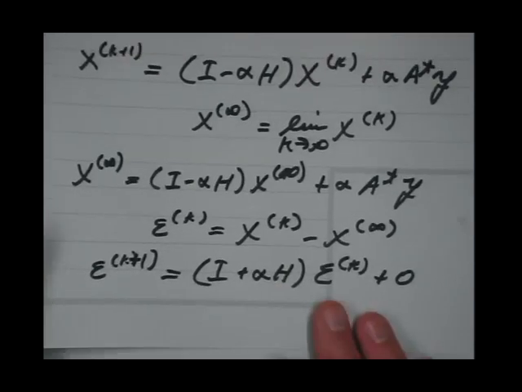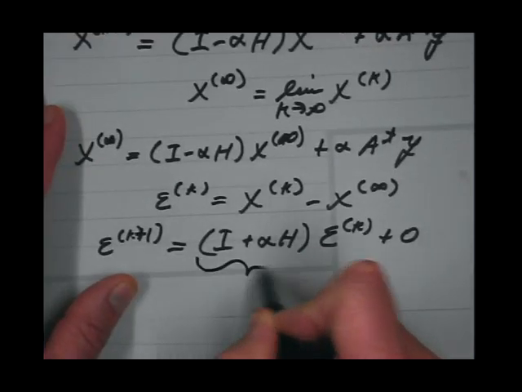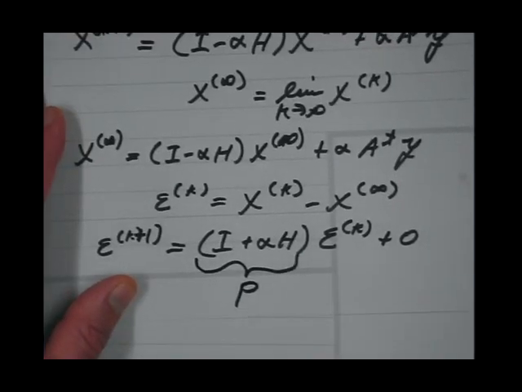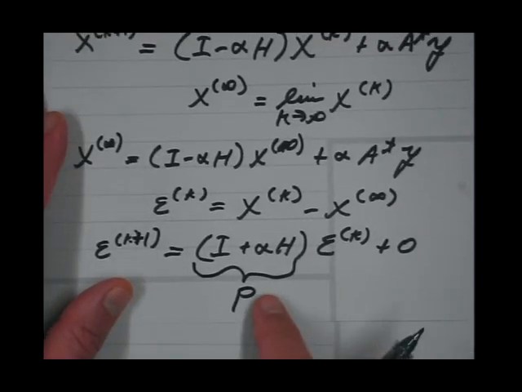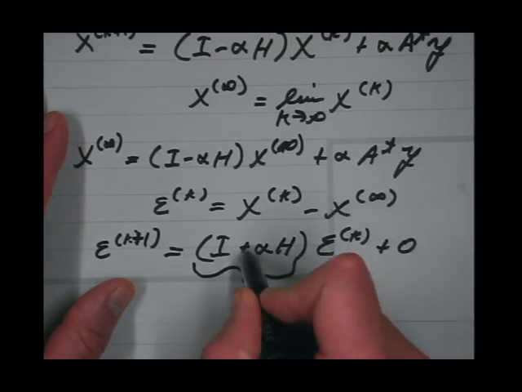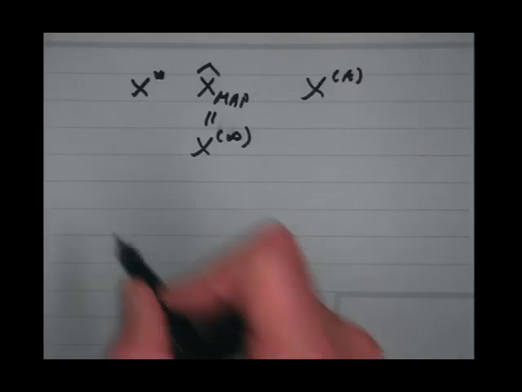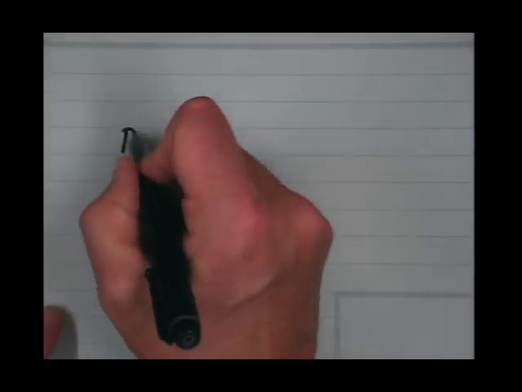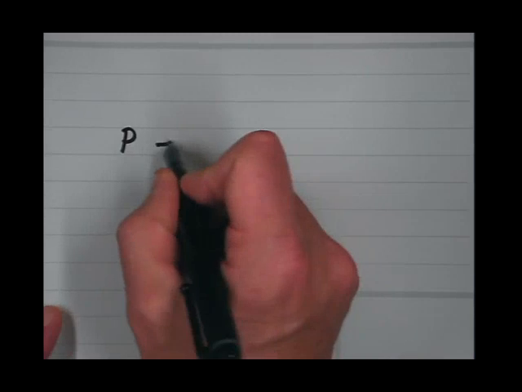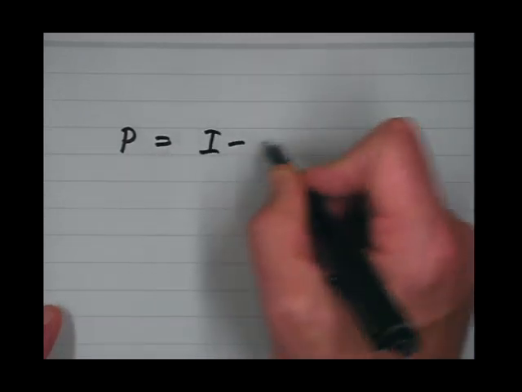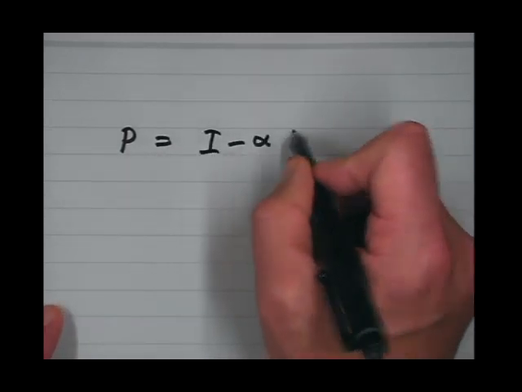Now what happens is that you say, okay, well, look at this matrix here. I'll call this matrix P. It's also a symmetric matrix, but it's not necessarily positive definite. That's not a plus, that's a minus, okay? Now, P is this matrix, and it's equal to I minus alpha H, okay?